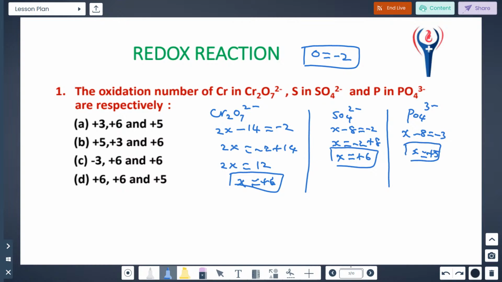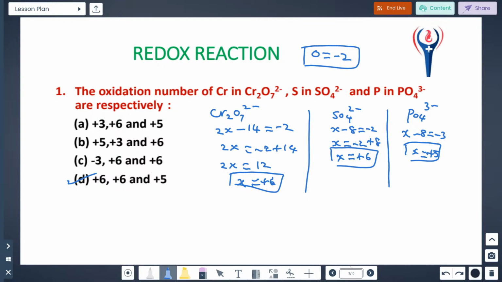Then you can compare. 6, 6, 5. Okay, 6, 6, 6, 5, here positive oxidation number. So then I put D is the correct one. Understood? So just remember, oxygen is always -2. Then only you will be able to find out. Any other question given like this, you can easily find out.